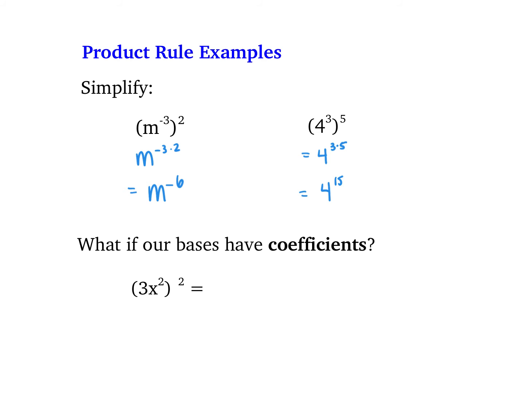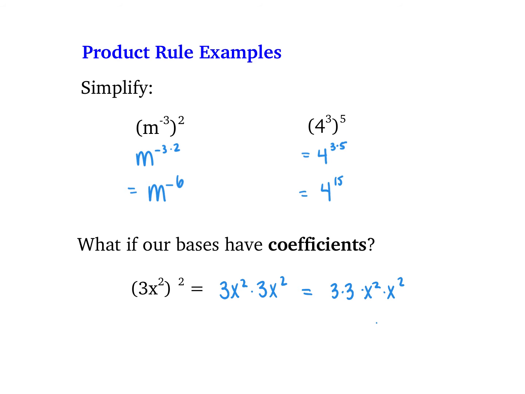Luckily, this is a small one, so we can expand that out. We have 3x squared, all squared. So what that means is 3x squared times 3x squared. We talked about problems like this when we had the product rule. We can rearrange that to 3 times 3 and then x squared times x squared.